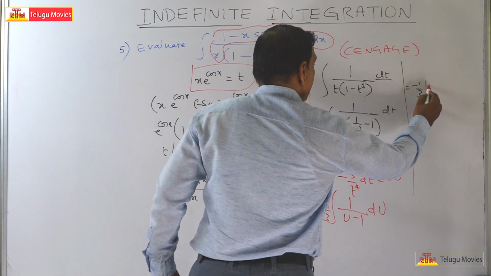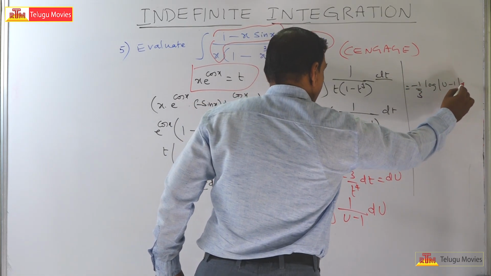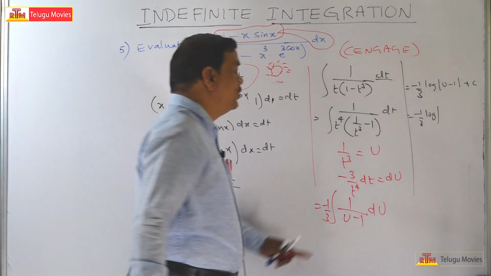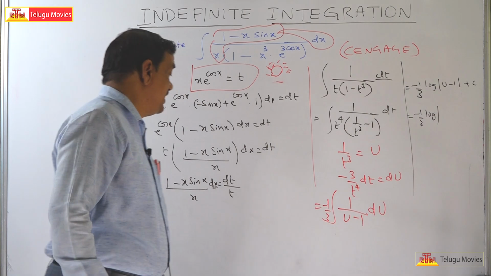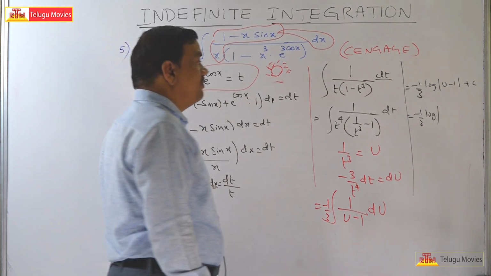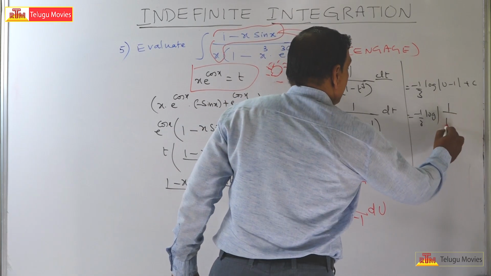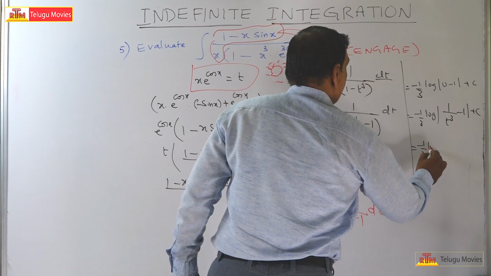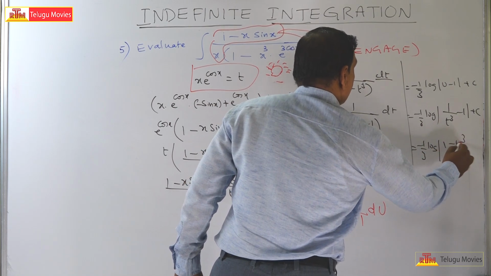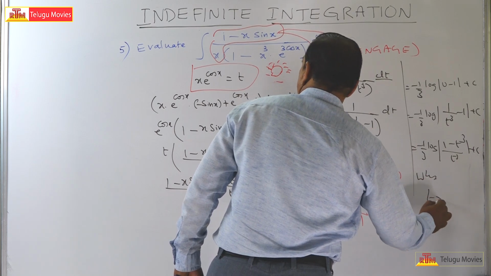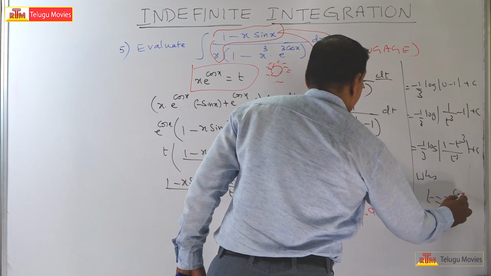Minus 1 by 3 log of u minus 1 plus c. This is equal to minus 1 by 3 log of u, where u means how much? 1 by t cube. t means how much? x e power x. So ultimately u means 1 by t cube minus 1 plus c. This is minus 1 by 3 log of 1 minus t cube by t cube plus c, where t is equal to x e power x.